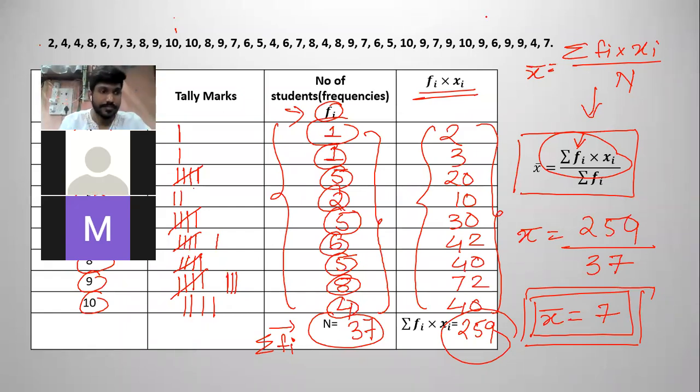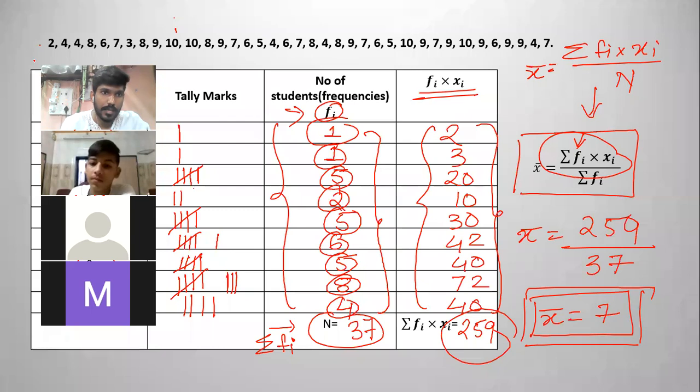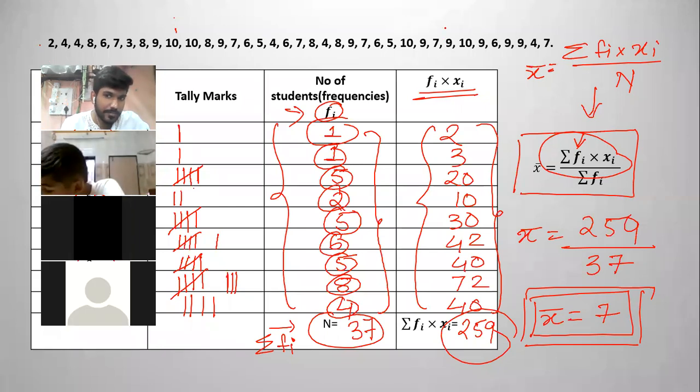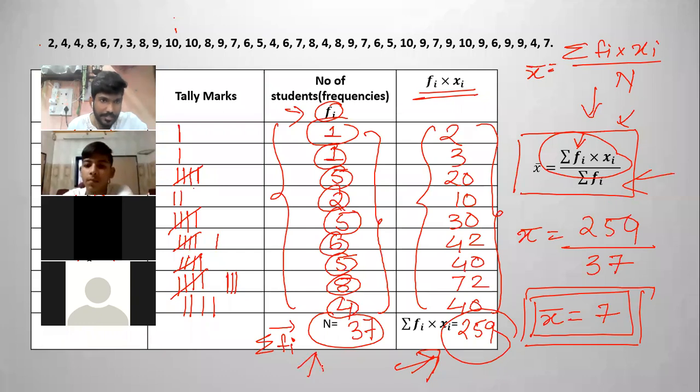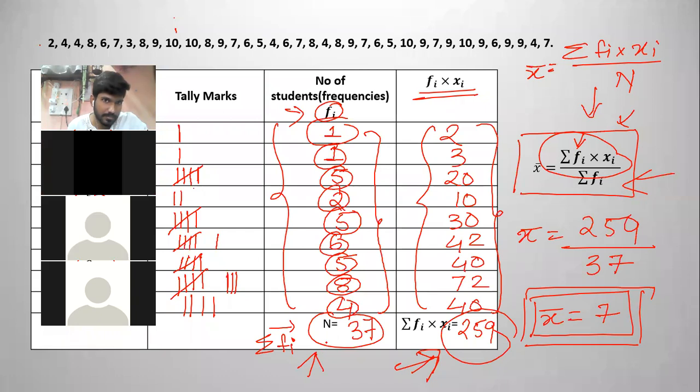Is this clear? Yes, sir. Okay, can I explain this? 259 divided by 37. Division you're telling me? No, sir. Then how did you apply the formula? So in this formula, the numerator is this total that we got here, 259, and the denominator is this total that we got here, 37. What is this sign? Sum. I told you before, no? Sum, addition. It's an addition sign.